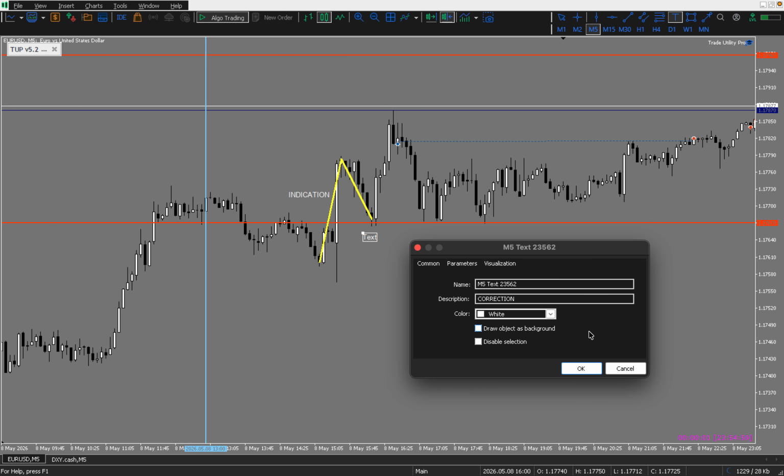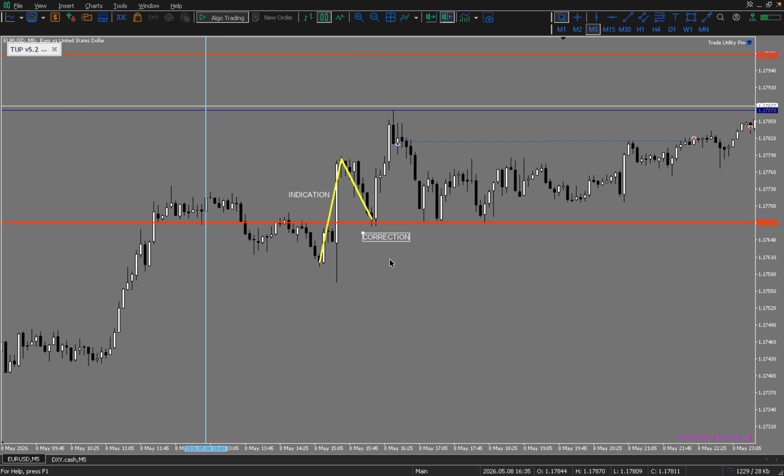This is my correction. So I have indication and correction. Perfect setup, because now I have to trade the continuation of the bullish bias.